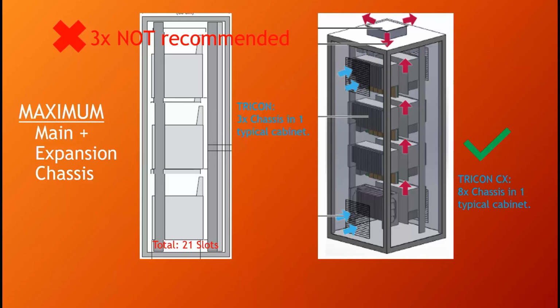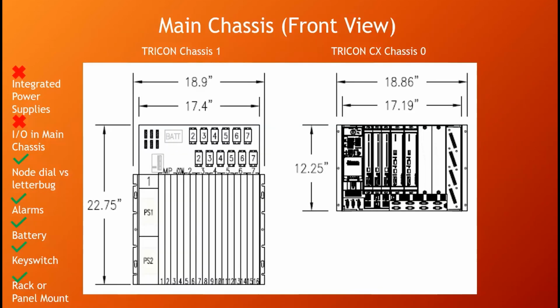Whereas the Tricon CX, you can actually fit 8 chassis in one typical cabinet if you go front to back. Notice the Tricon is not able to go front to back. So with the Tricon CX, you're actually able to fit 42 I/O slots in one cabinet.